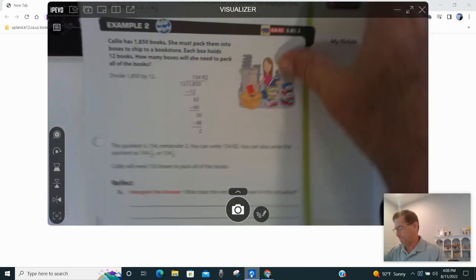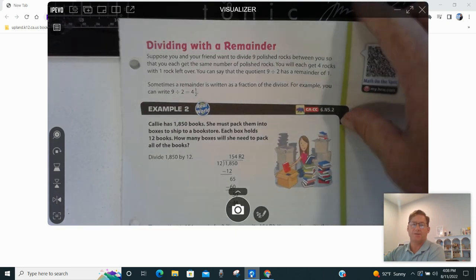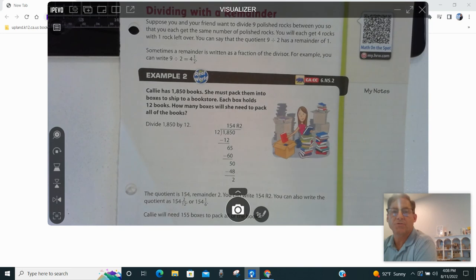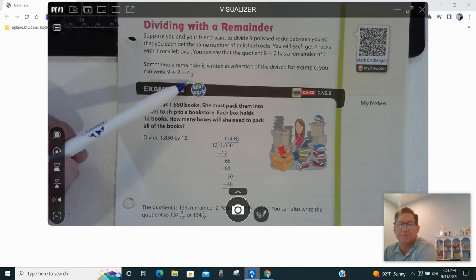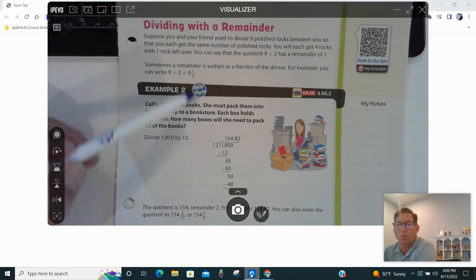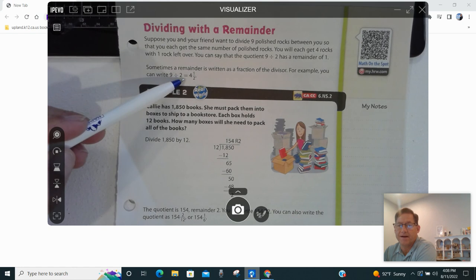All right, number 5. So on page 109, dividing with the remainder. Suppose you and your friend want to divide 9 polished rocks between you so that you each get the same number of polished rocks. You will each get 4 rocks with 1 rock left over. You can say that the quotient 9 divided by 2 has a remainder of 1. Sometimes the remainder is written as a fraction of the divisor. For example, you can write 9 divided by 2 as 4 and 1/2, where 1 is the remainder and the denominator 2 is the divisor.